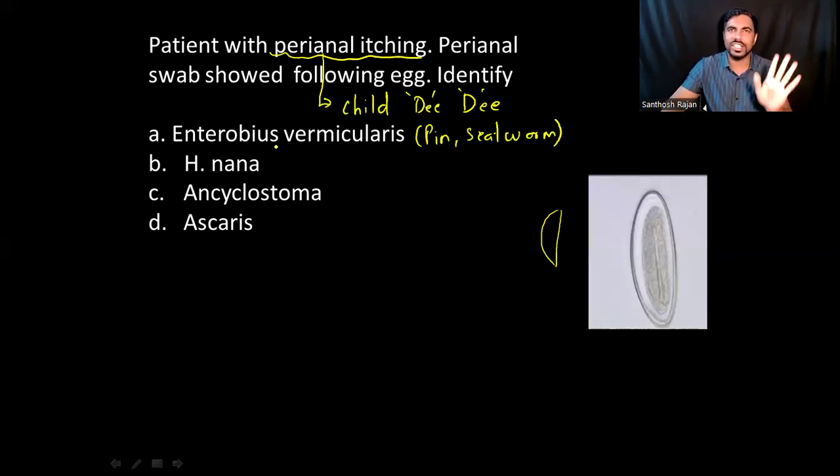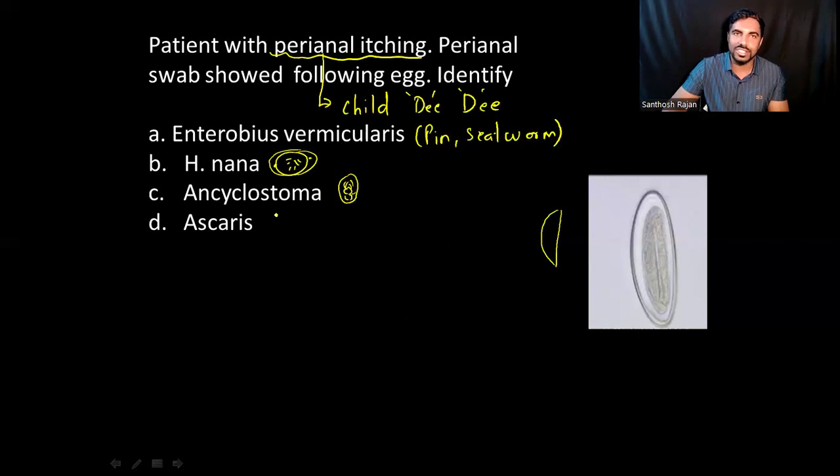H. nana, clinical history short, but even if you want H. nana, that's different. You'll see six hooklets, three pairs of hooklets, and a polar terminal end will be there, and a thick embryo wall will be there. Okay, so that's not there. And Ancylostoma duodenale, that's basically hookworm. Inside you will see the hexacanth embryo, and you will see the clear space around that embryo.